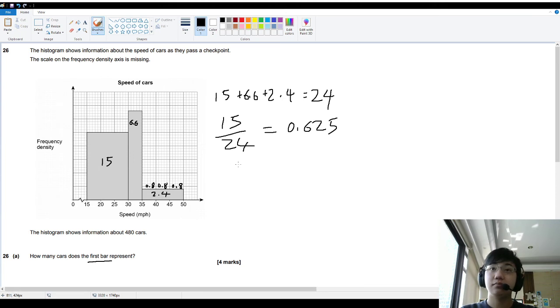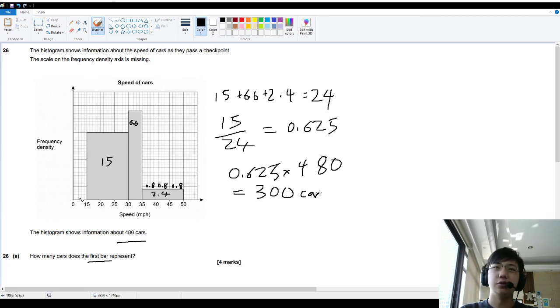So to figure out the number of cars in this bar, we multiply 0.625 by the number of cars, or 480 cars, which gives us a value of 300 cars in the first bar.